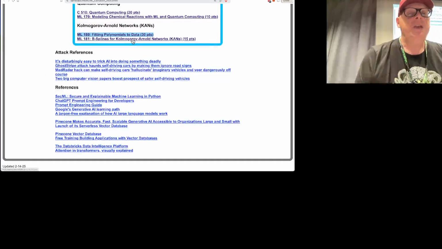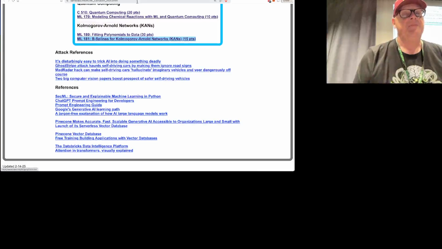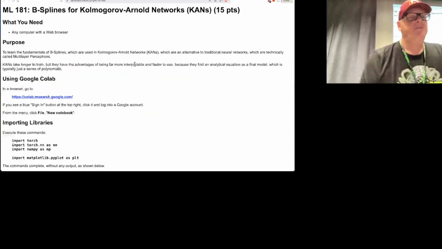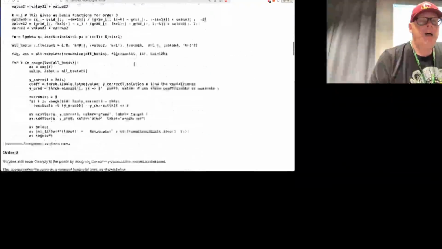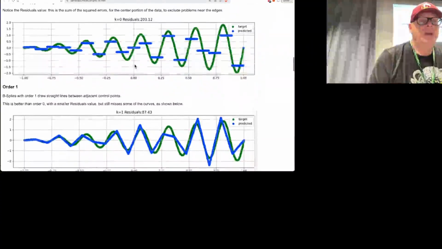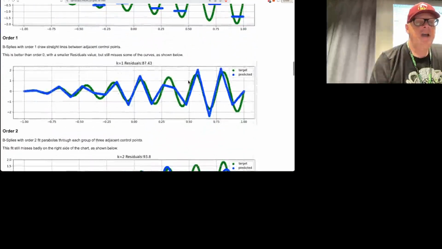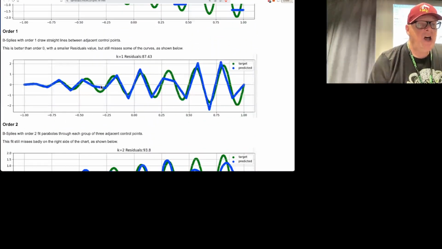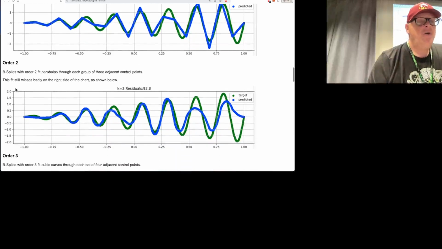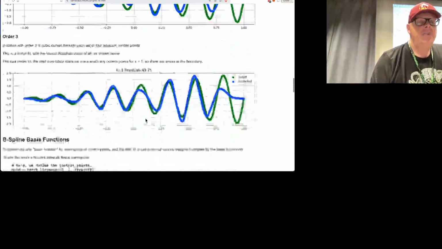Now, let's do B-splines. Instead of fitting things with polynomials, B-splines look like this. You're going to fit this curvy thing with B-splines. K equals 0 are just square waves, just a flat value. So this is like the decision tree. Order 1 will draw straight lines between adjacent points. Order 2 will fit parabolas between points, doing better and better fits.